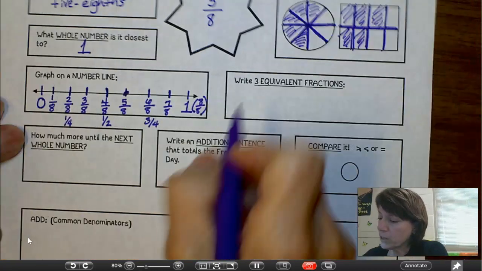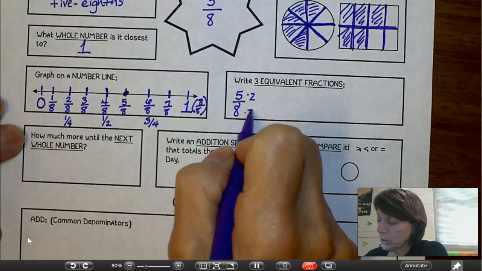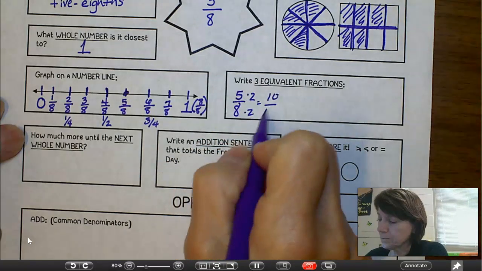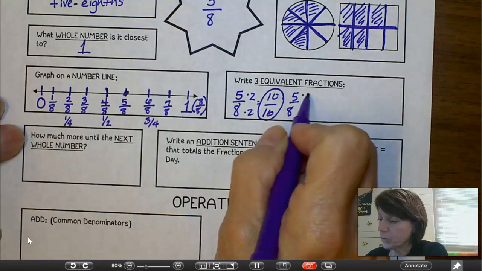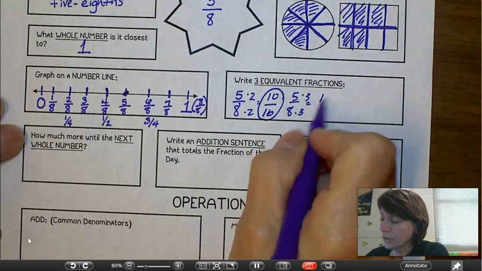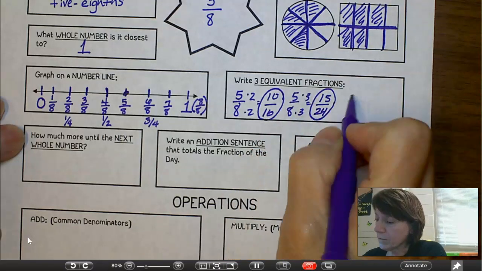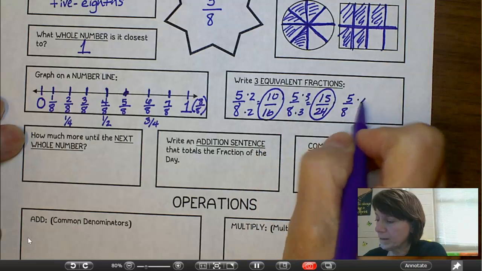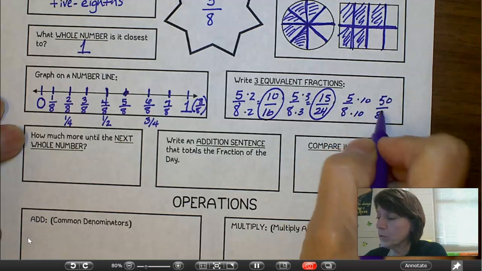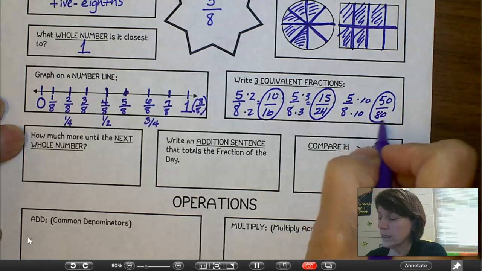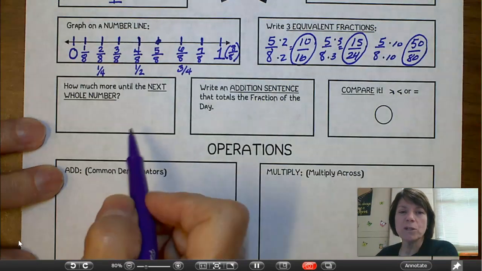Alright, 3 equivalent fractions. We're going to start with our 5/8. First I'll multiply it by 2 to get 10/16. Then I'm going to take my 5/8 and multiply by 3 to get 15/24. And finally 5/8, I don't know, I'll pick 10 this time, to get 50/80. And remember, we would be making an equivalent fraction anytime we multiply the top and the bottom by the same number.